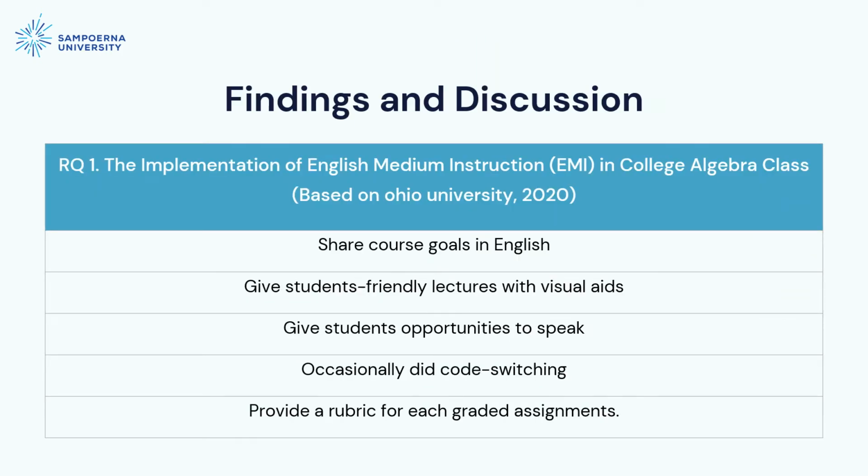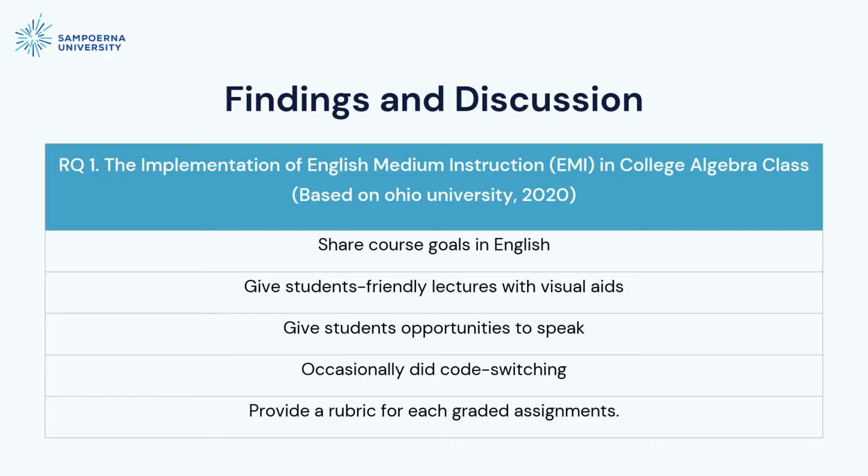So now we come to the findings and discussions for research question 1: how is English medium instruction implemented in the college algebra class? Based on observation data, the lecturer applies several strategies in the classroom, which is in line with Ohio State's EMI recommendations. The first strategy that the teacher applies was that the lecturer shared course goals with students in English. Therefore, the lecturer and students use English as their primary language in the lessons.